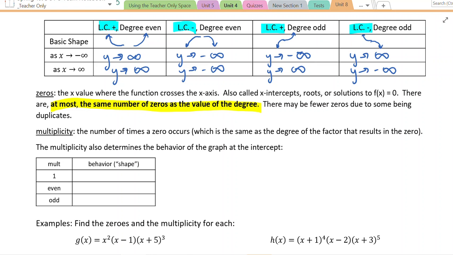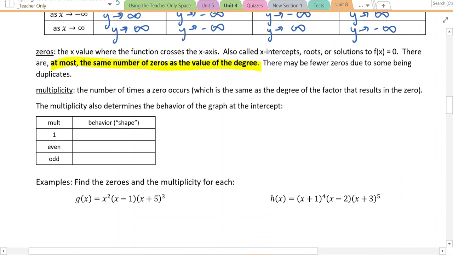Okay, so multiplicity means that you have the same solution twice. For instance, remember when you would factor it and you get x plus 1 times x plus 1? That means it's x plus 1 squared. It means that the solution x equals negative 1 happened twice. So that's what multiplicity is. It's when you get the same factor twice, so you get the same 0 twice. And the multiplicity defines the shape.